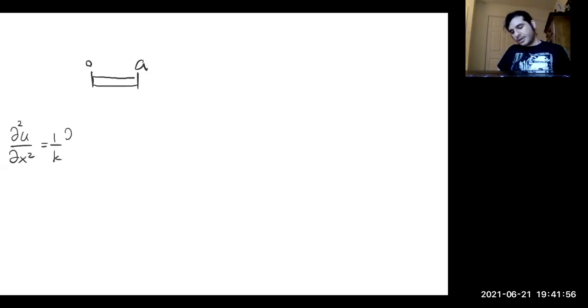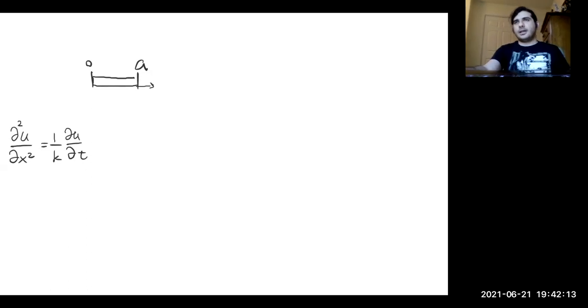If you remember, we had this bar from, say, 0 to a, and we had some partial differential equation on that. The equation was the second derivative of a function u with respect to x is equal to a constant, which we're showing with 1 over k, times the derivative of that function with respect to t. We were showing x in this direction, and this was a bar. So this first example was the case where this bar is finite, right? That's what we studied, and you studied that pretty well for your exam.